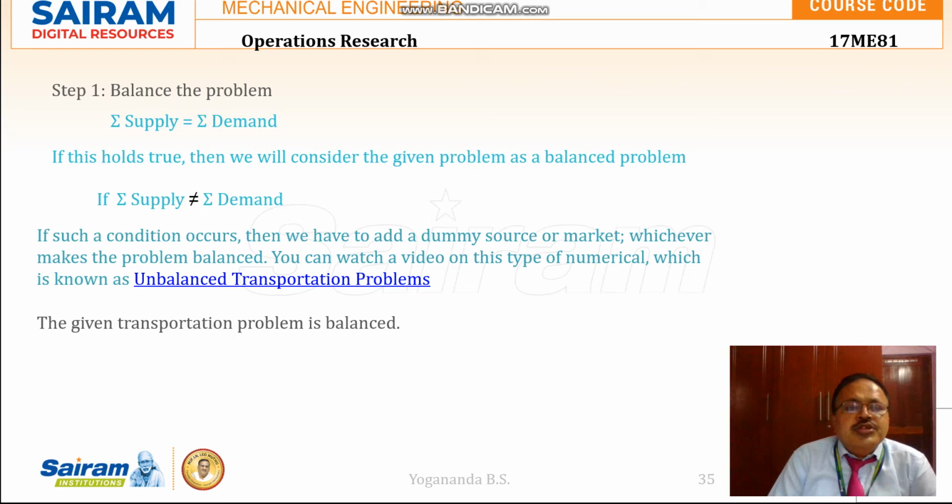So first we have to check whether the given problem is balanced one or not. Checking the condition, summation of supply is equal to summation of demand. So if this is true, we'll consider the problem as balanced one. If summation of supply is not equal to summation of demand, it is unbalanced transportation problem. Now the given problem is balanced one.